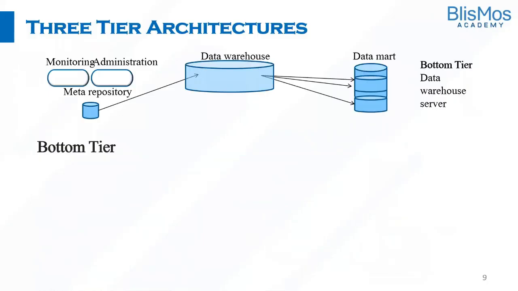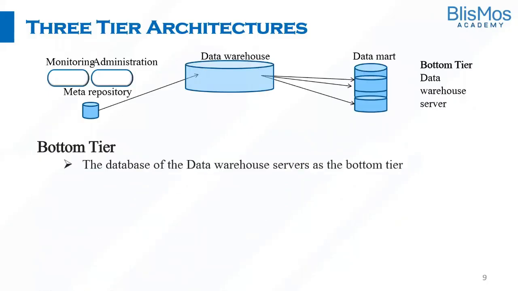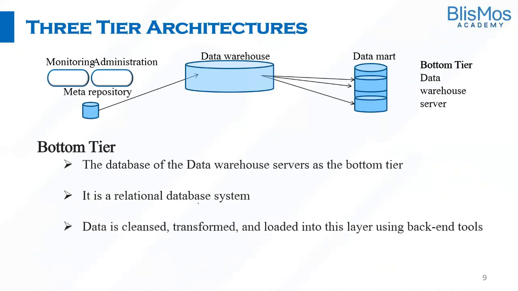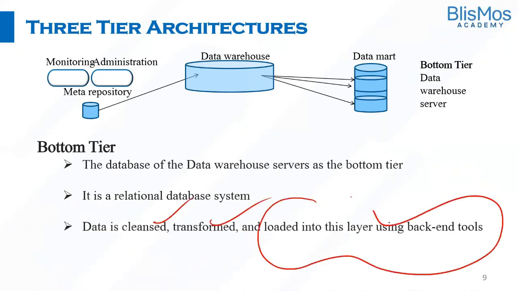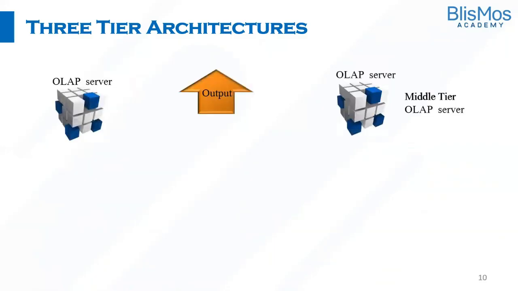In case of the bottom tier, we have the data in the data warehouse servers. Obviously, the data warehouse is a relational database system. Here, the data is cleansed, transformed, and loaded into this layer by using ETL tools and backend tools. Then comes the middle tier.